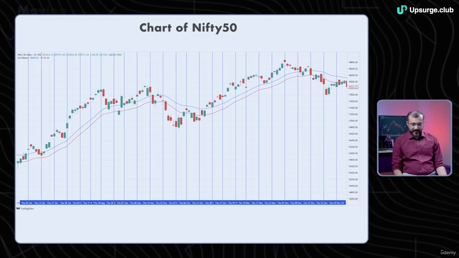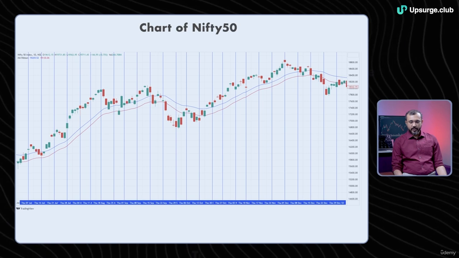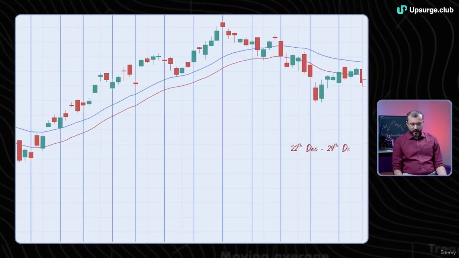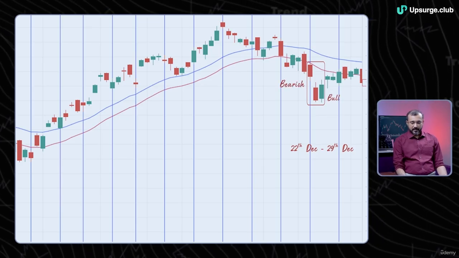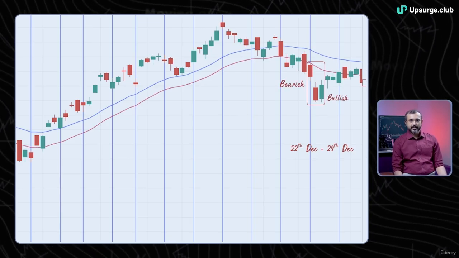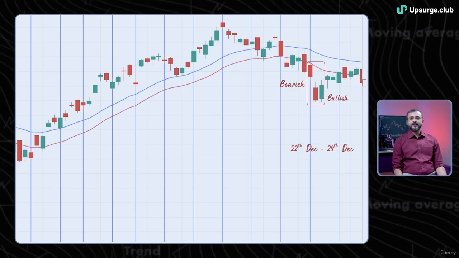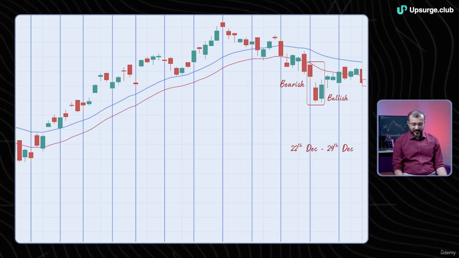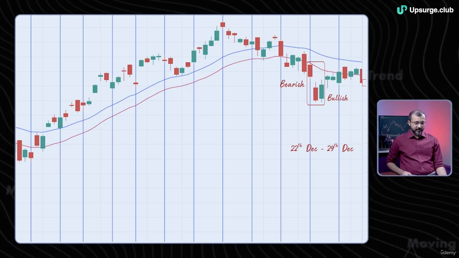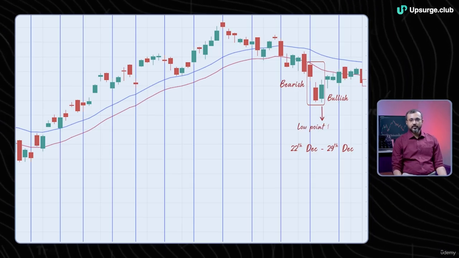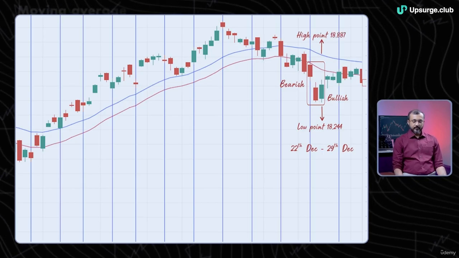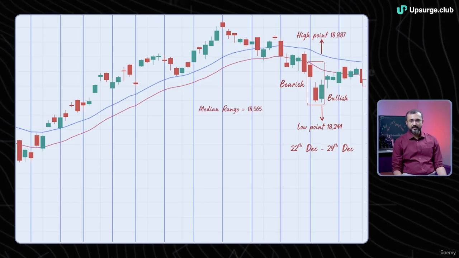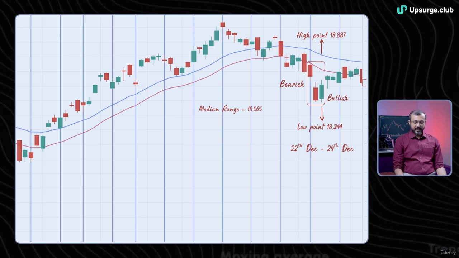So this is the last trade of the year 2022. We got a market structure low between 22nd of December to 29th of December. If we see two bearish candles and a bullish candle, the bullish candle, which is completing the market structure low, got formed below the moving average. That means we have to trade a straddle. So when we trade a straddle, we select the price which at the lowest point is at 18,244. Moving average high point is 18,887. We get a median value of 18,565.